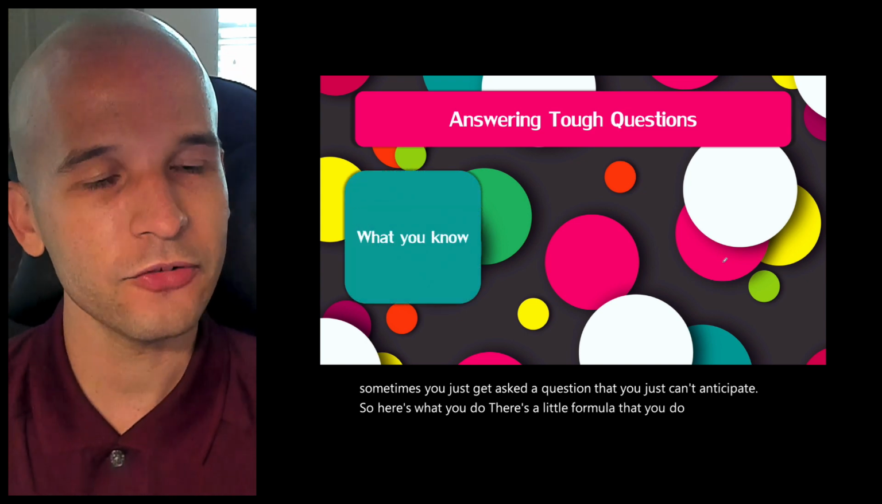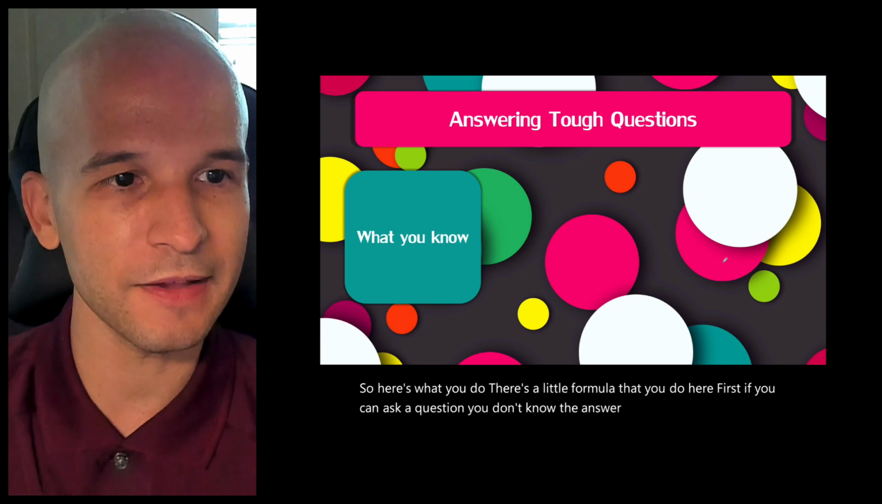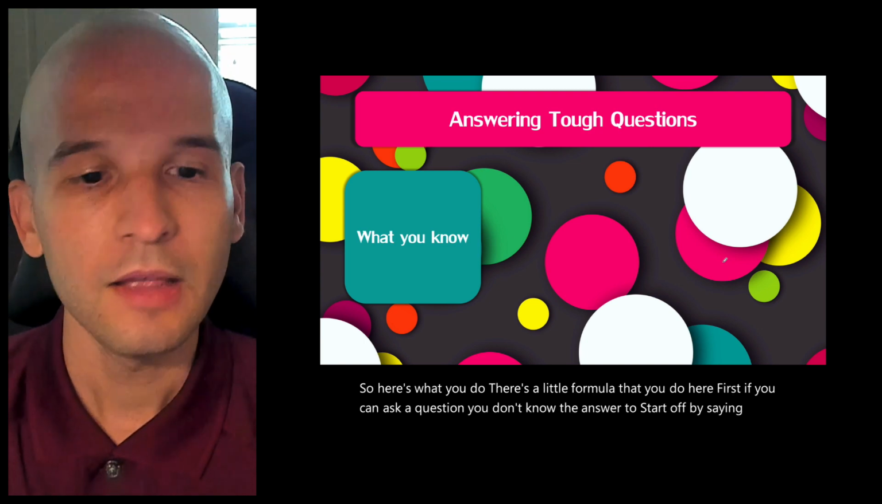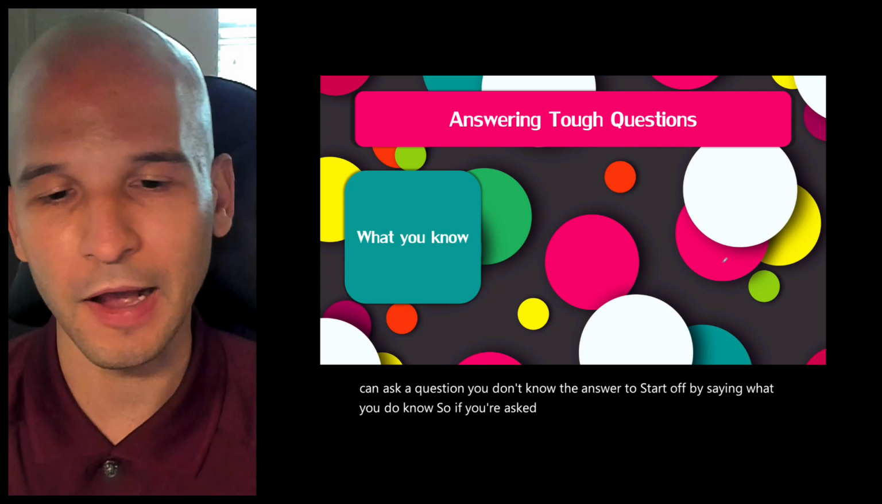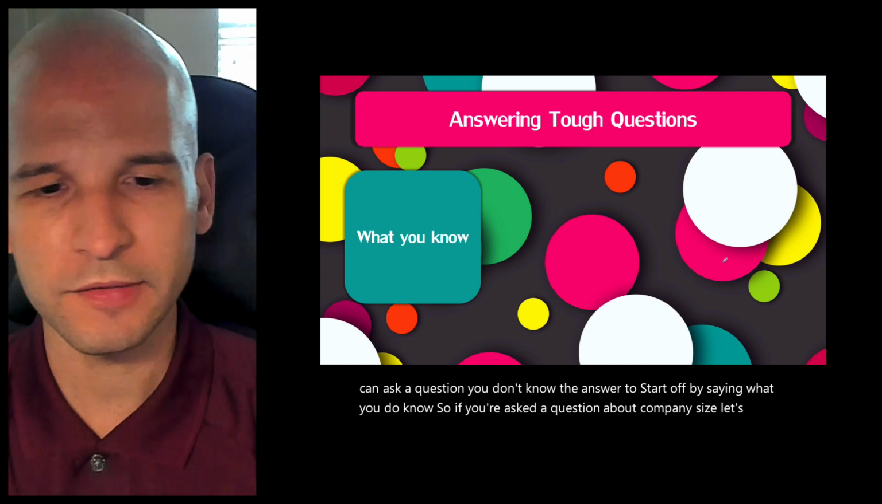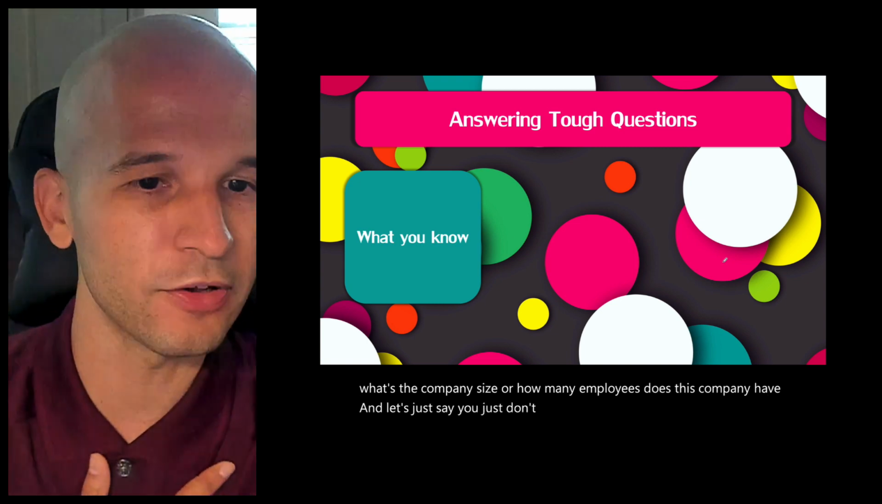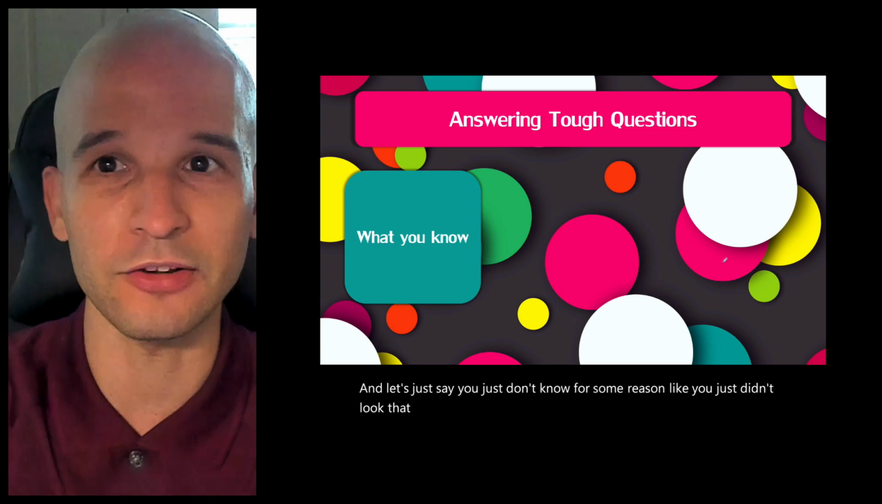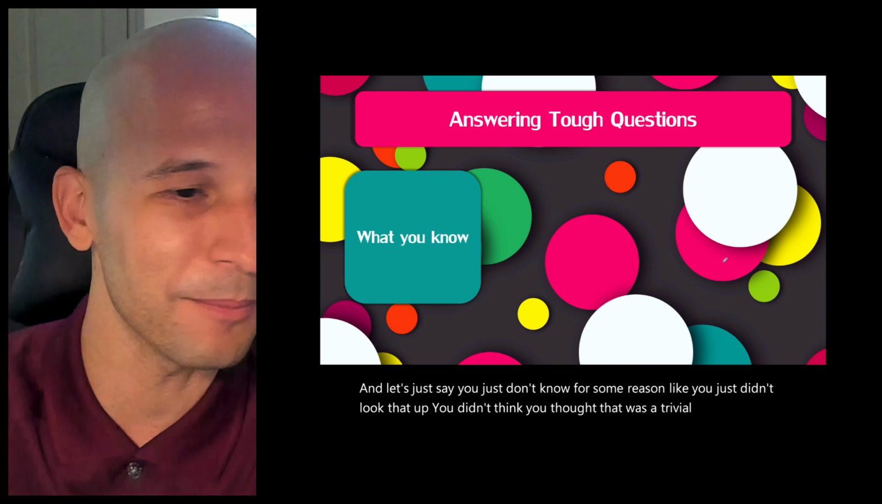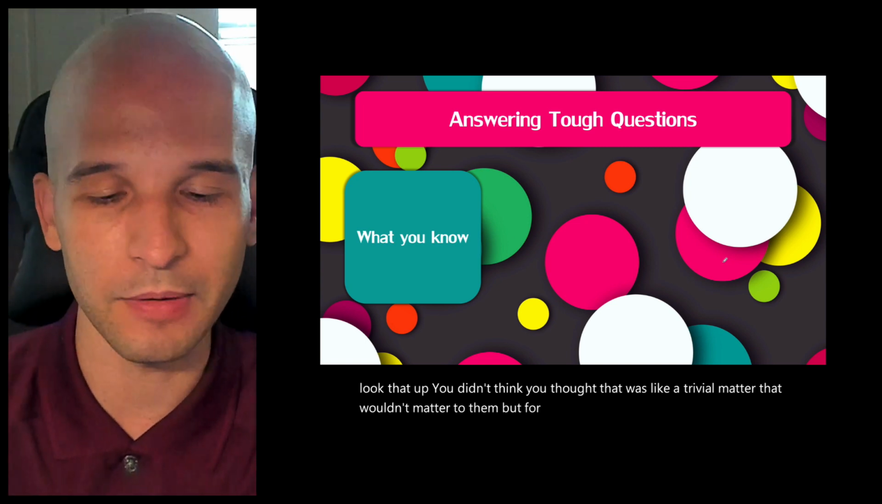First, if you get asked a question you don't know the answer to, start off by saying what you do know. So if you're asked a question about company size, let's say, how many employees does this company have? And let's just say you don't know for some reason. You just didn't look that up. You thought that was a trivial matter that wouldn't matter to them. But for some reason you get hit with this question.